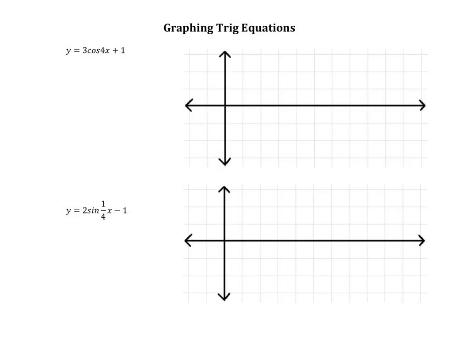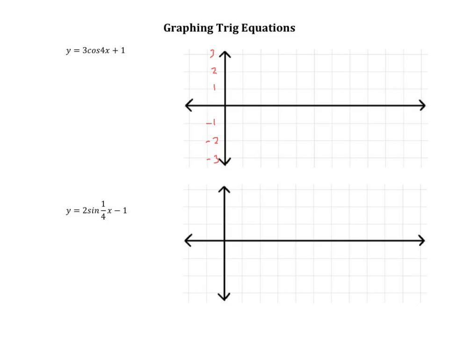In this lecture, we are going to be graphing trig equations. Our first example is y equals 3 cosine of 4x plus 1. The first thing that we need to do is label our x and y axes. So I'm going to go ahead and label this 1, 2, and 3, and then going down, -1, -2, and -3. Now, the x-axis is going to be a little bit more difficult.